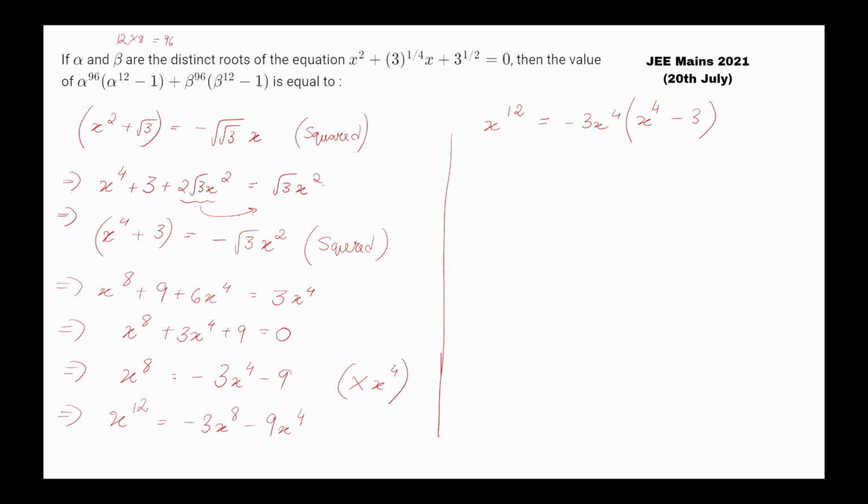Now what I'll do is I'll check from the previous equation. What was x to the power 4 plus 3? It used to be root under 3 x square. So now I'll try to substitute my previous values in this equation so that ultimately at the end I can get no values on this side.